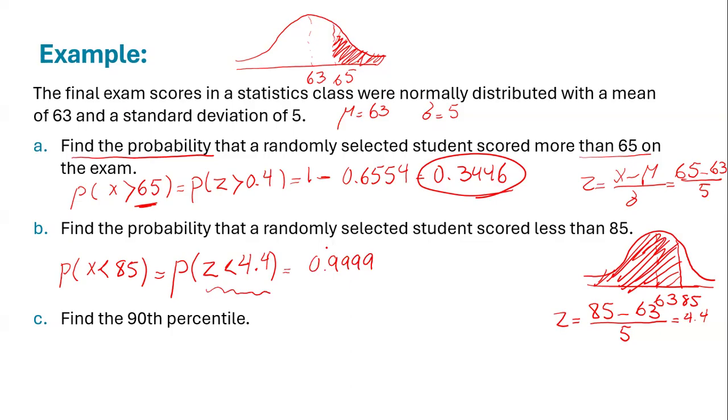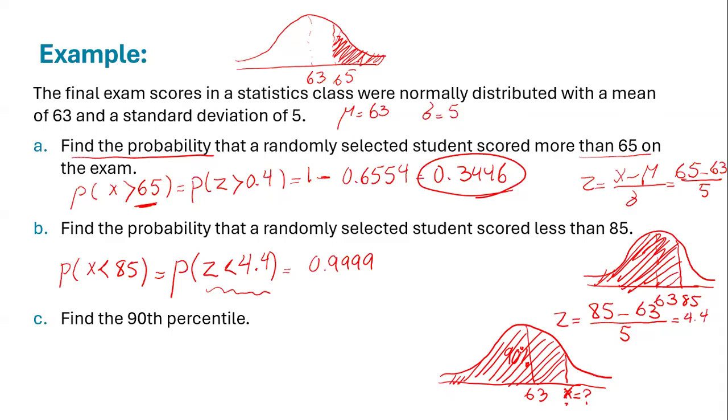Part C asks you to find the 90th percentile. We learned in previous chapters about the percentile. We said that the 90th percentile means a value that 90% of the data are less than. So if you have a bell-shaped curve again, the mean is 63, and you're looking for a number. We don't know what the number is, but we know that 90% of the data are less than that. That means this area is 90%.